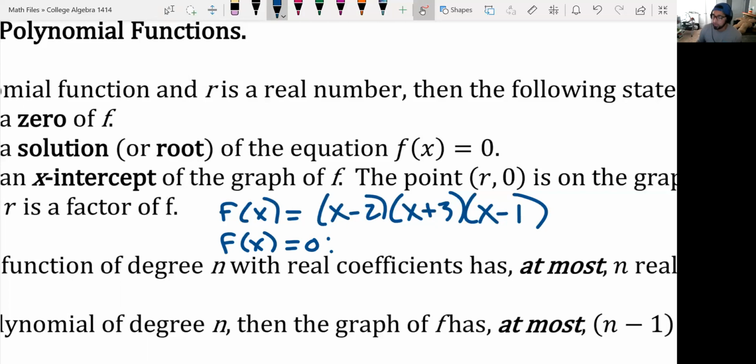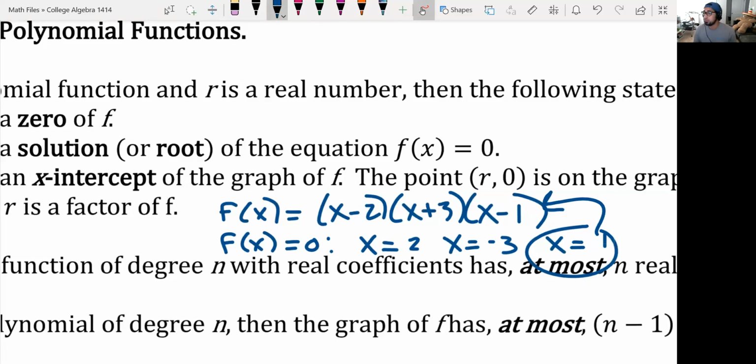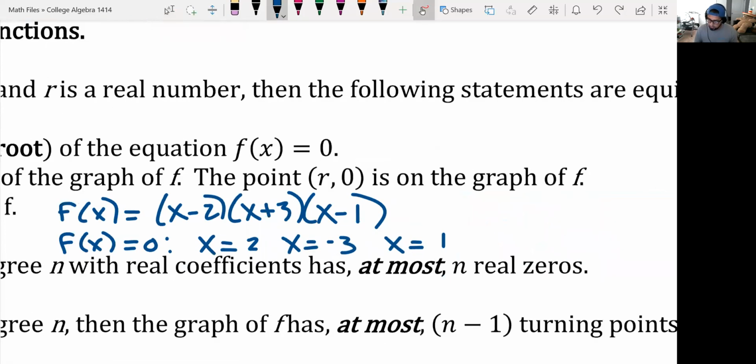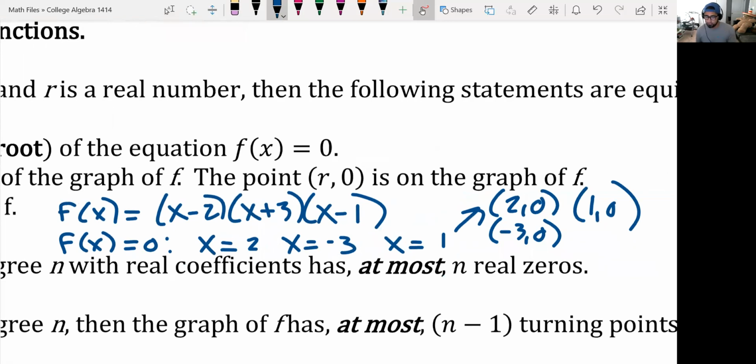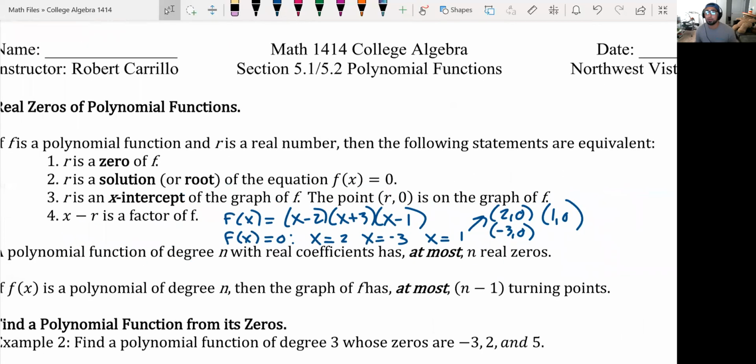and you would say, well, I can see already. The zeros are 2, -3, and 1. That's it. These are called zeros because if you plug them back into the function, you're going to get 0. It's going to zero out. It only makes sense. It's called a root or a solution because when you plug it in, it holds true that you will get 0. And it's called an x-intercept because you can plot these as (2, 0), (-3, 0), and (1, 0). So those are the definitions. I'll leave that there.